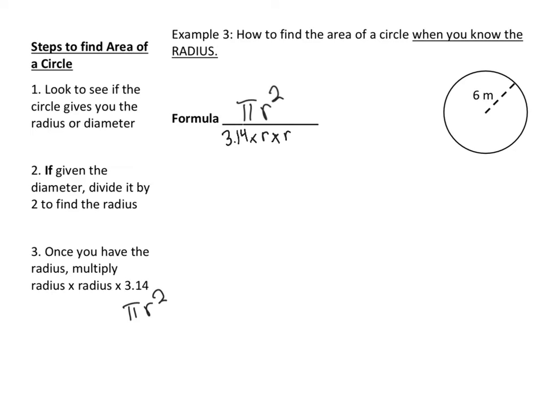So let's fill in what we know. We know the radius is 6. And 3.14 is pi. So 6 times 6 we know is 36. Now we need to multiply that by 3.14.